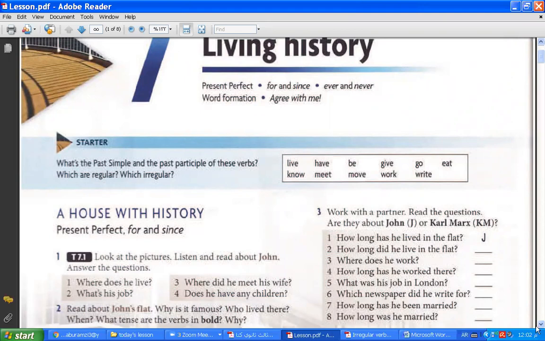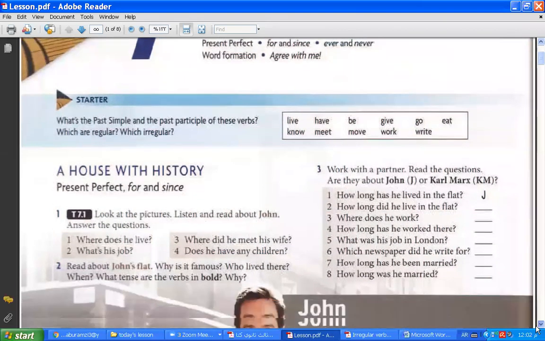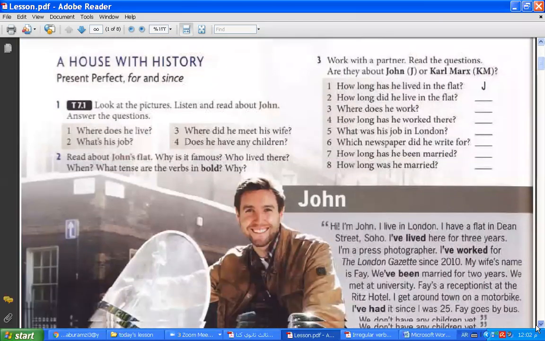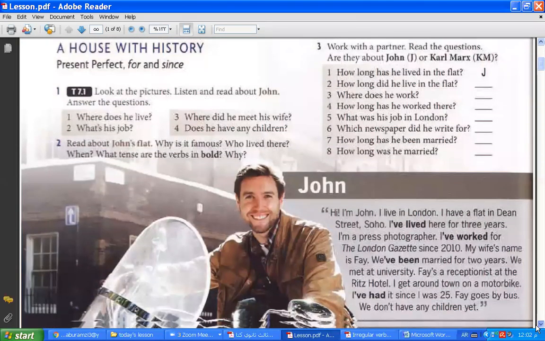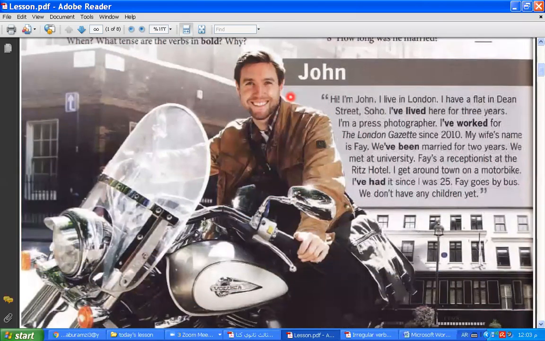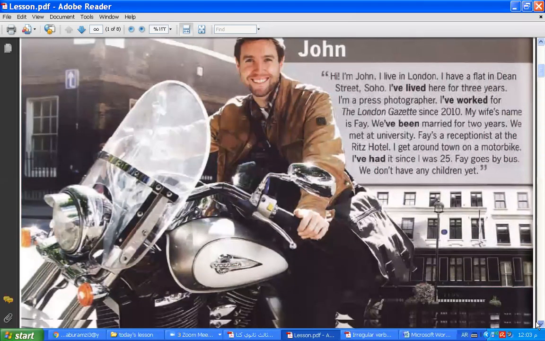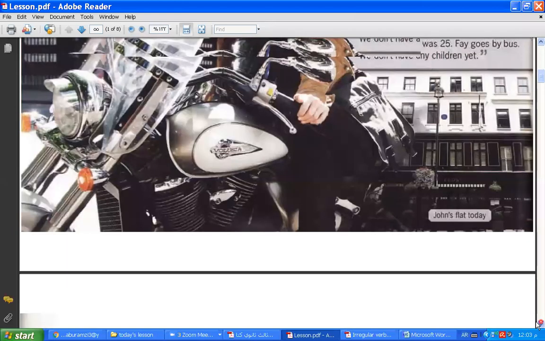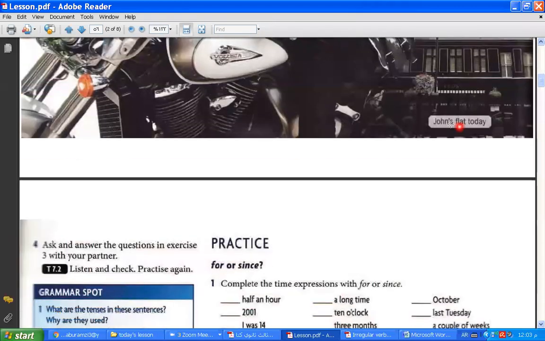Okay, so here we have this one. He has a motorbike. What's his name? John. Yeah, this is John. He has a motorbike. We need to listen to something about John. So John has a flat, an apartment. So this is his apartment.